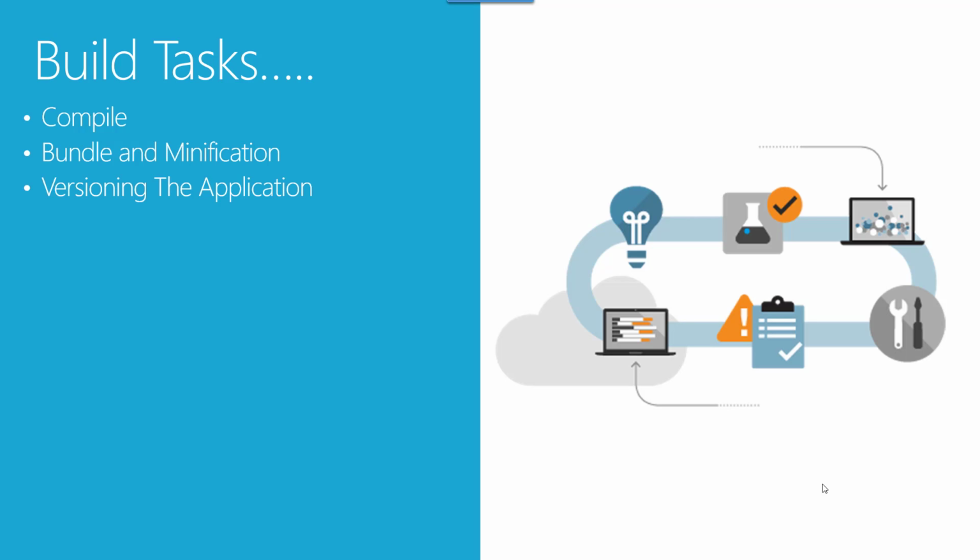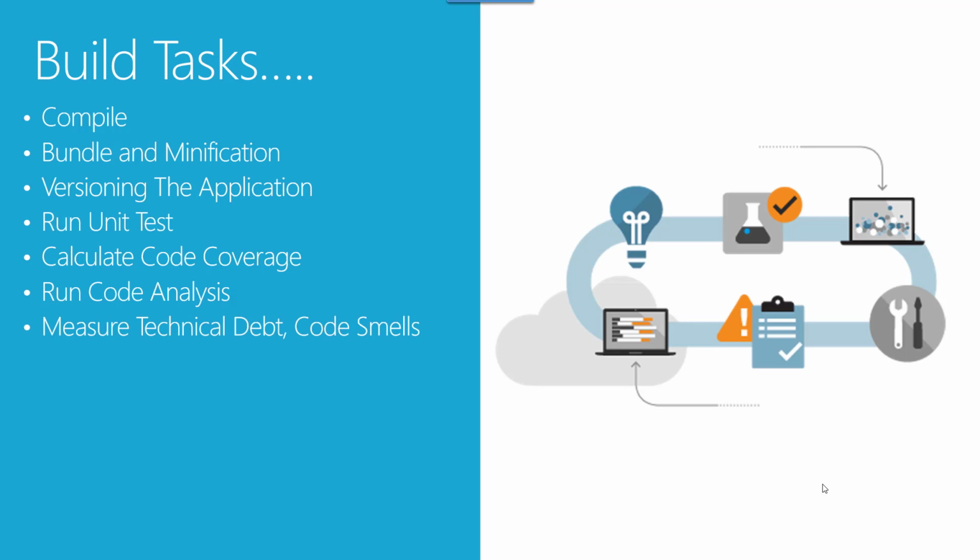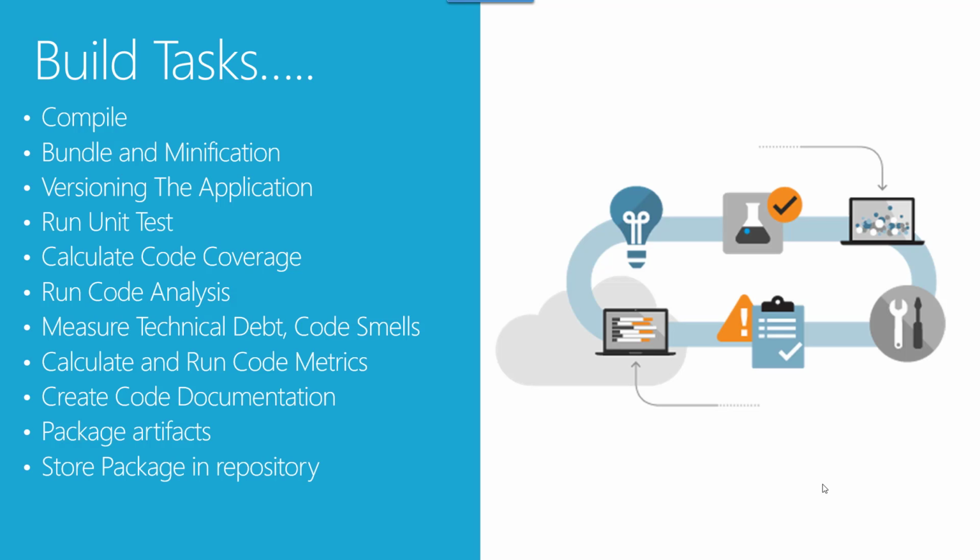After that, versioning the application, running unit tests, calculating code coverage for the unit tests, running code analysis, static analysis, code smells, measuring technical debt, calculating and running code metrics, depth of inheritance, cyclomatic metrics, different code quality measures for my source code, creating the code documentation, packaging the artifact, and storing the package in the repository. So this is the last step of the build, to store the package in the repository usually, but we don't run acceptance tests. We don't provision environments as a part of the build.